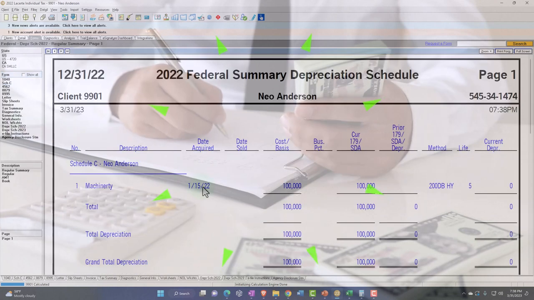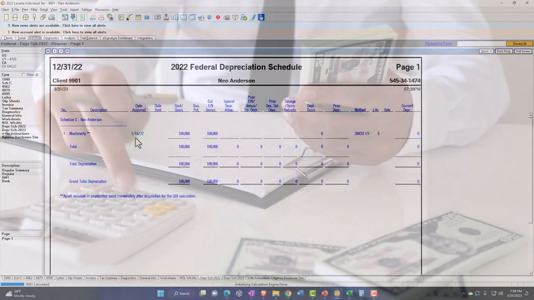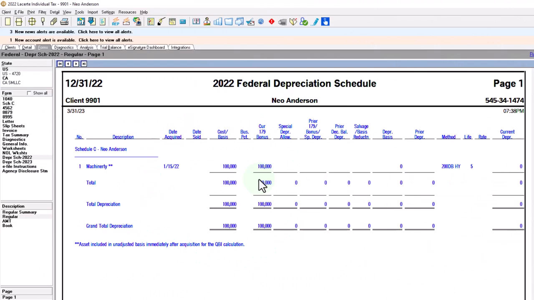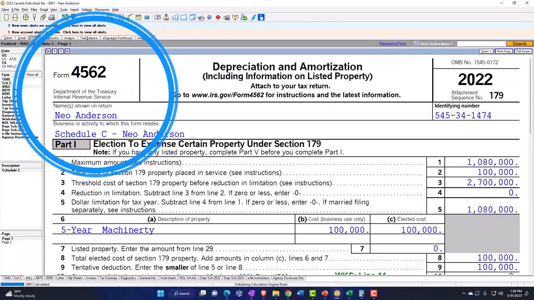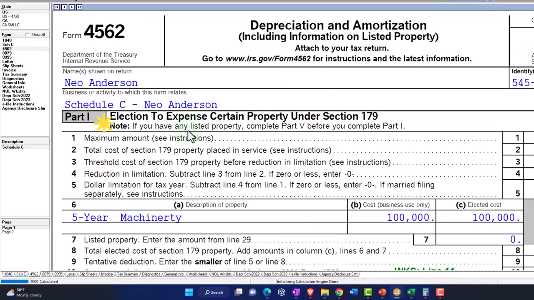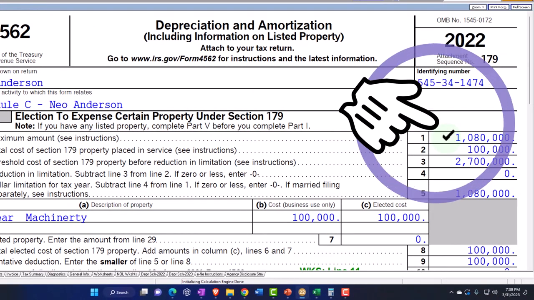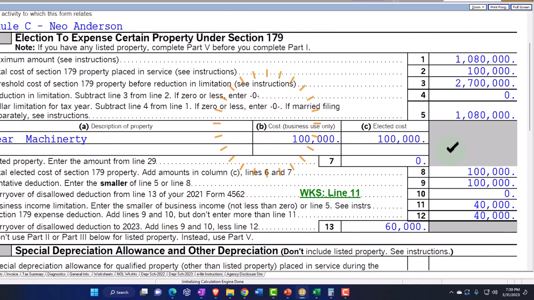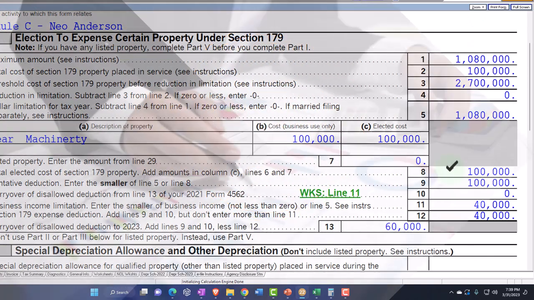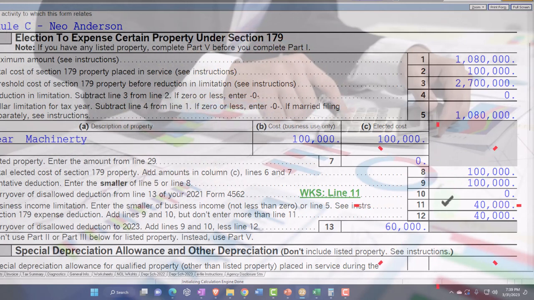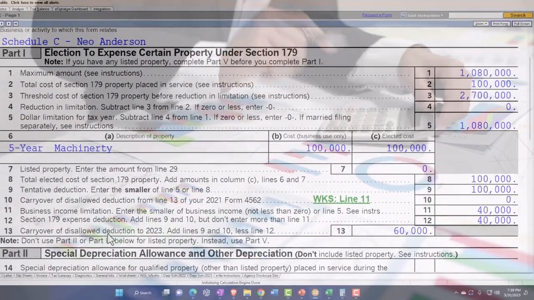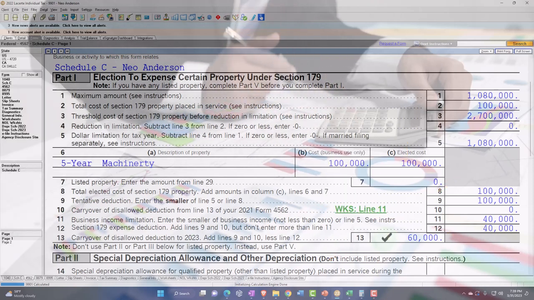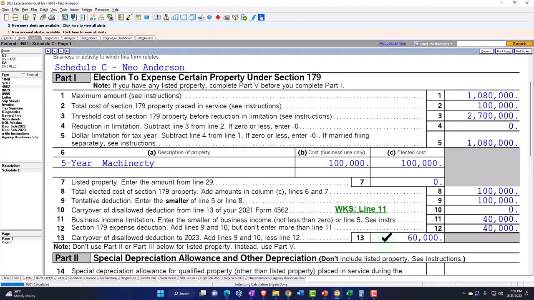So if I go back on over then and I look at the regular, so now I've got the cost and the 179 of the 100,000. Here, if I go on over to the form 4562, we're looking at part one, election to expense certain property. So there's the threshold. I didn't hit that threshold. I had the 100,000. So we could see down here, we're pulling that in, and then it's going to basically cap it at the 40,000, which is the amount of income I have. And so carryover of disallowed deduction to 2023 is the 60,000. So you can see how basically that's playing out. We may still get a benefit from it, but it may be rolling forward to future periods.